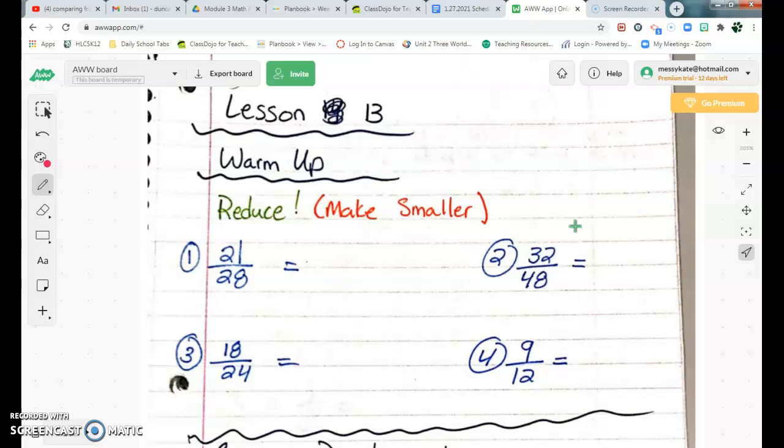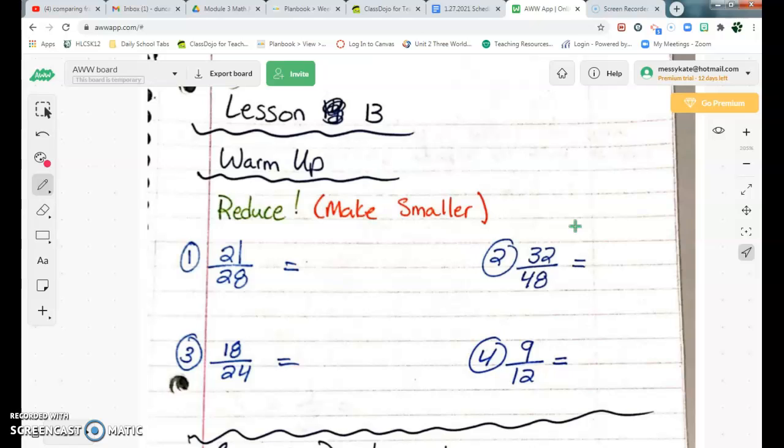It's hard to believe we are already wrapping up this module. There are only 15 lessons that I teach in this module, so by the end of this week, we should have it all done and caught up. Today's Lesson 13, we're going to be working with benchmark fractions, but before we get into that, I want us to do our warm-up.